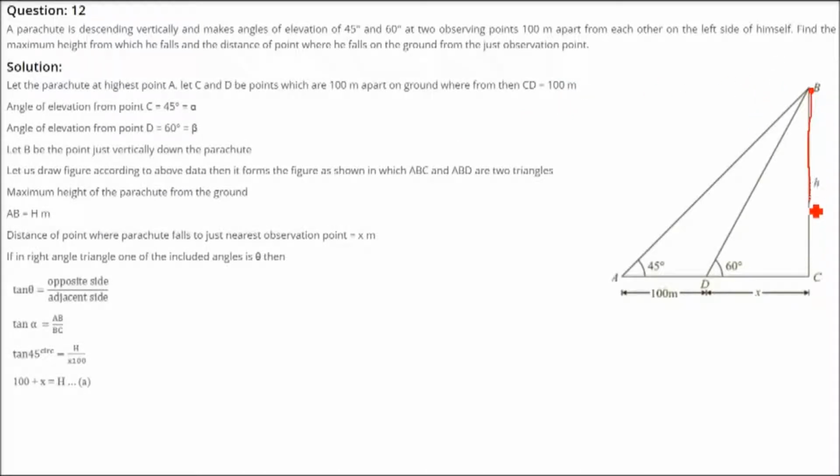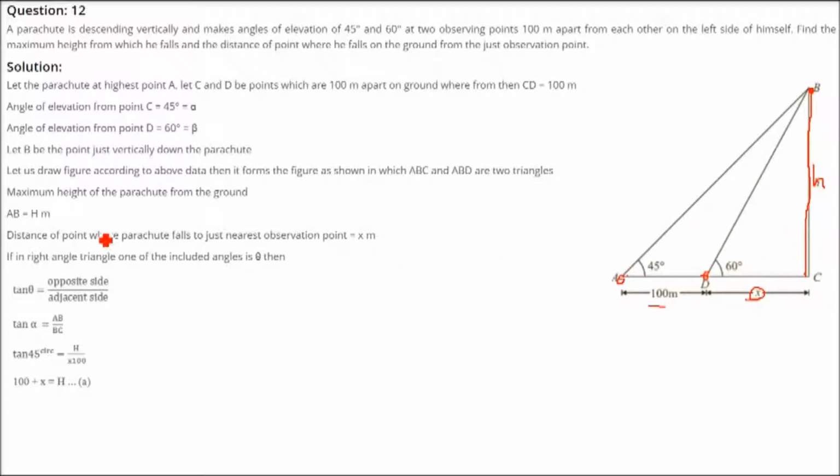It is at a height of h. There are 2 points, 1, 2, and one is at 60 degree, one is at 45 degrees. That is, the angle of elevation from this point is 45 degree, from this point is 60 degree, and they are 100 meter apart. So this is 100 meter. So let us take the height as h from the ground up, and x is the distance of the first point from the point just below B. So this is x and this is h and this is 100.